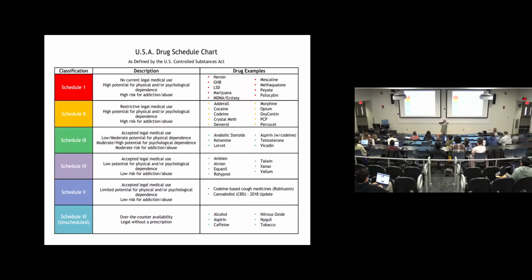Schedule 1. I'll take you through a couple of the things that are just crazy. Heroin, LSD, ecstasy, and marijuana, okay? So it says no legal medical use, high potential for whatever, okay? So it's basically saying it has no possible medical use. And we know that that's complete rubbish.